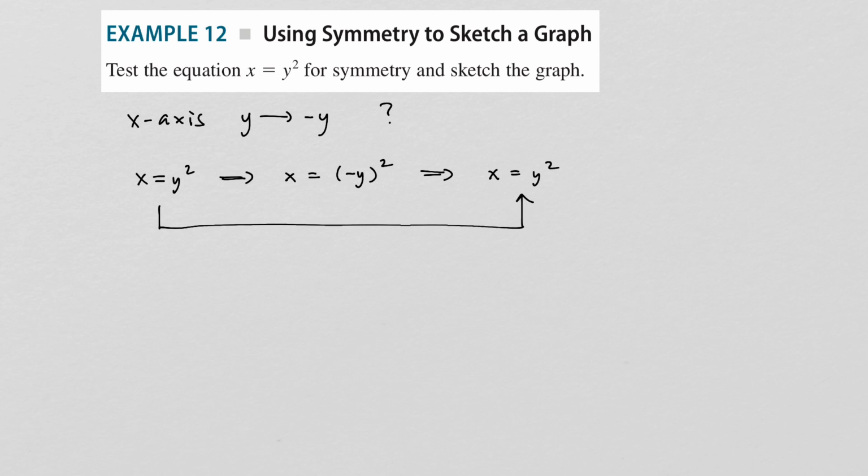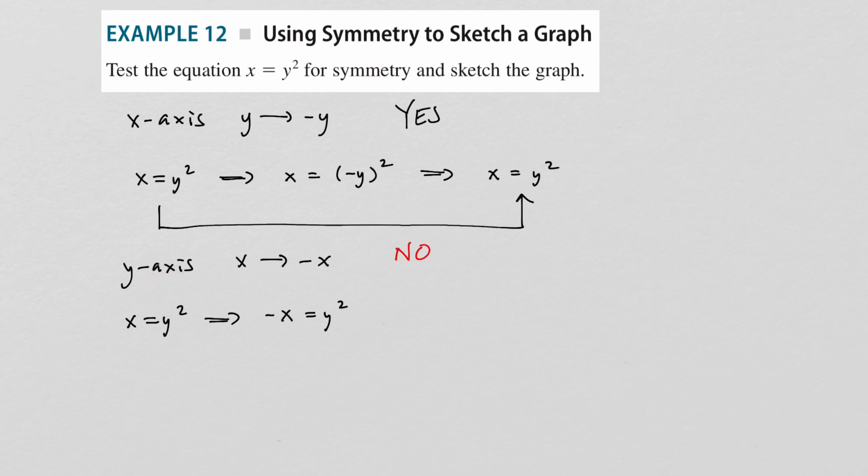So does it have x-axis symmetry? Yes, it does. Now, does it have y-axis symmetry? To have y-axis symmetry, you are going to replace x with negative x, right? So x gets replaced with negative x. So x equals y squared becomes negative x equals y squared. Now, notice that this negative is not going away, right? Because it's not squared like it was up here. So you can't simplify this any further. This equation and this equation are different. So does it have y-axis symmetry?